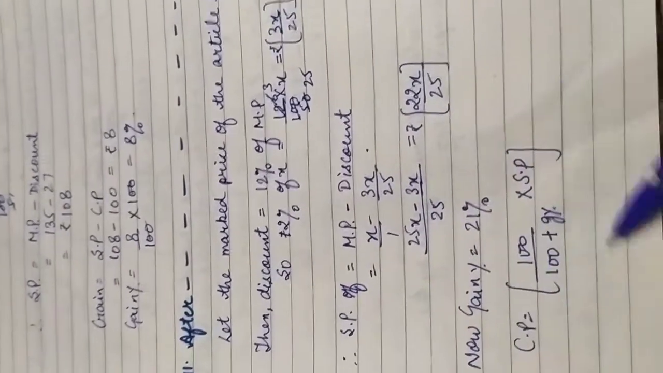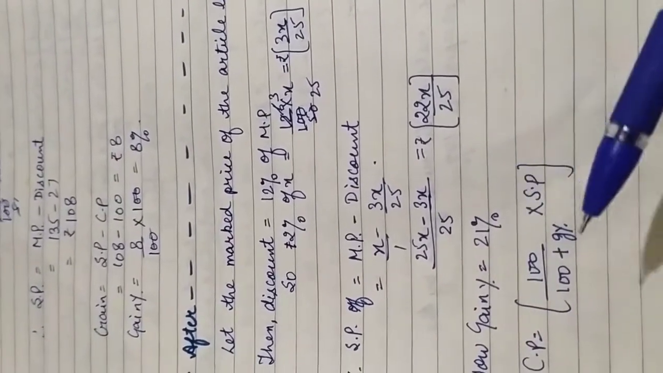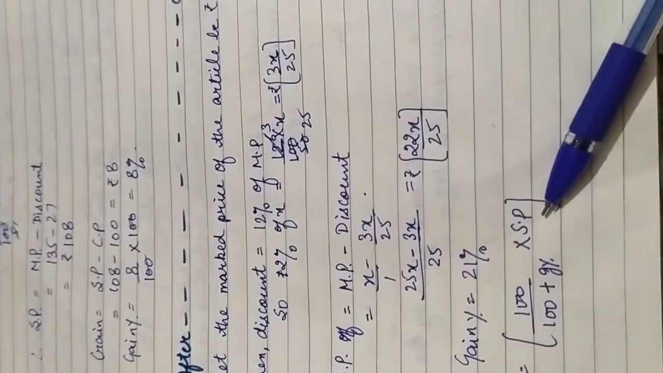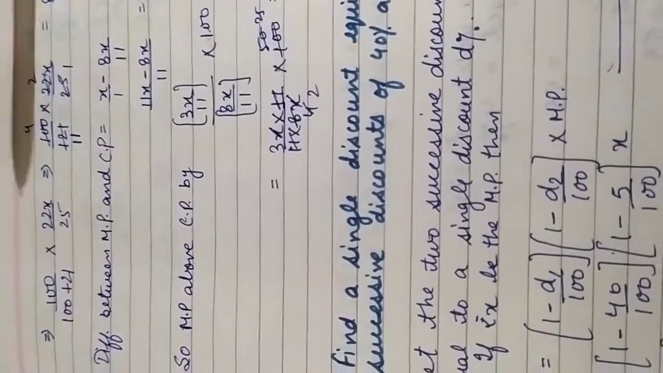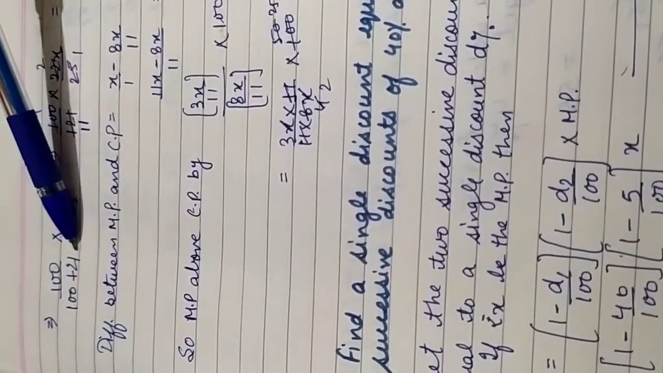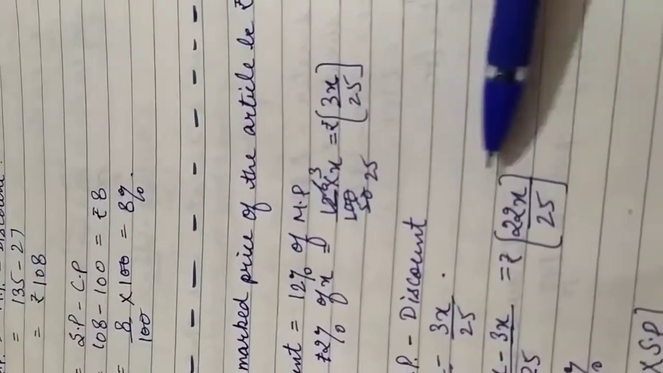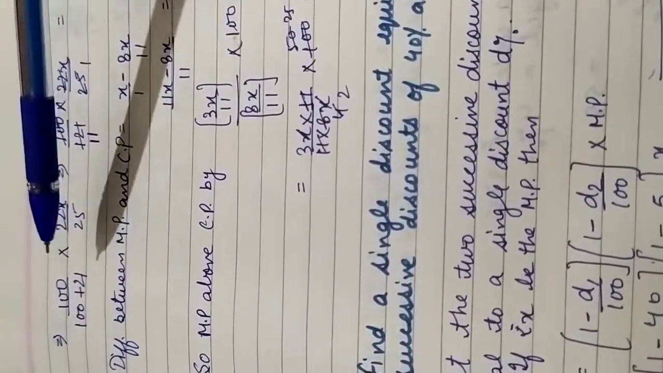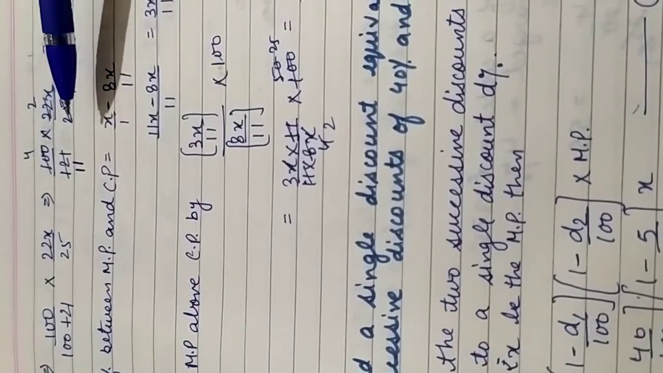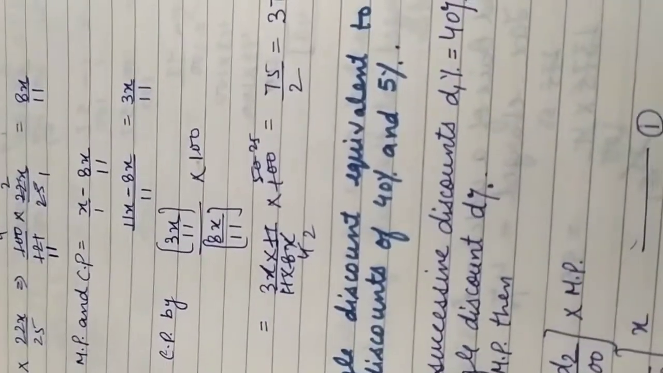So we know the formula where selling price is given and gain percent is given, that is 100 upon 100 plus gain percent multiplied by selling price. So we have 100 upon 100 plus 21, because gain percent is 21, multiplied by selling price, 22x upon 25. After doing the calculation we have 8x upon 11 as cost price.